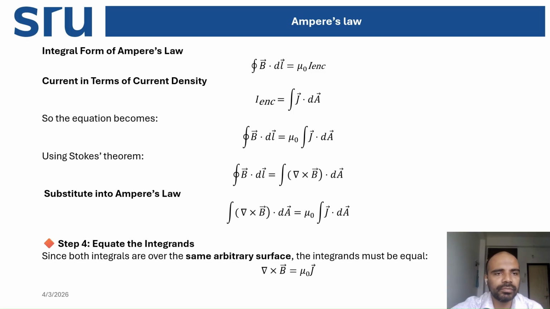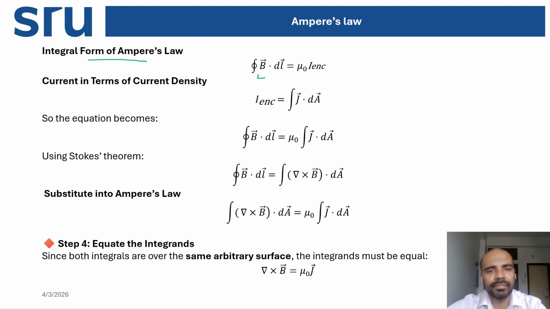So now we will discuss the integral form of Ampere's law, that is B dot dl equal to mu naught I enclosed, that is the current enclosed by the closed path, right? This is the integral form. So we will now derive the differential form of Ampere's law, right?